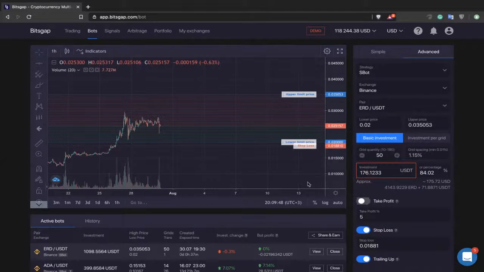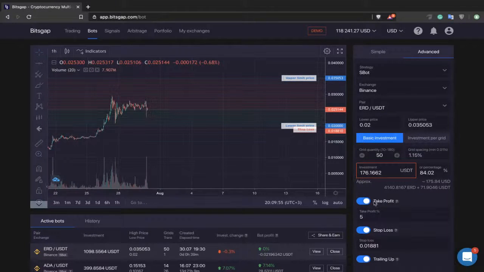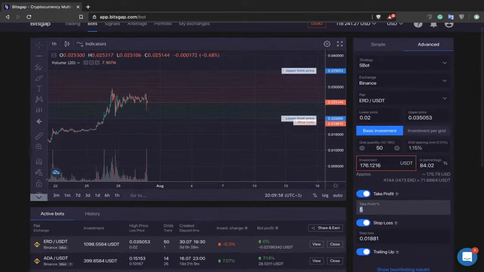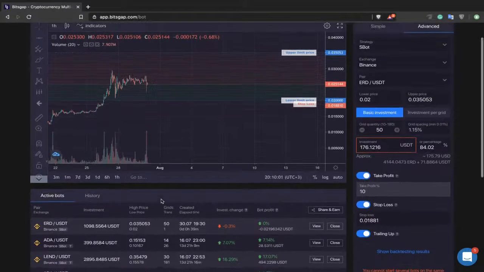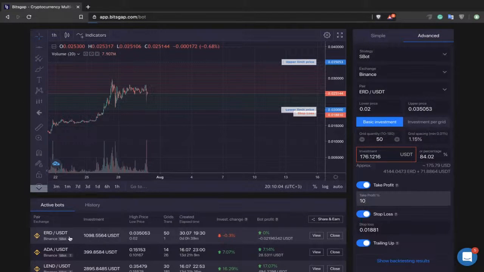And the other option, the fifth one, is take profit. So when you select the take profit, let's say I want to have 10%. So imagine that when ERD trading to USDT, the active bot, reaches 10% of the investment change, having my take profit instrument on, the bot will automatically sell all of the base currency, so it will cancel out. If I choose 7%, if it reaches 7%, the bot will close automatically and it will sell all of the base currency.